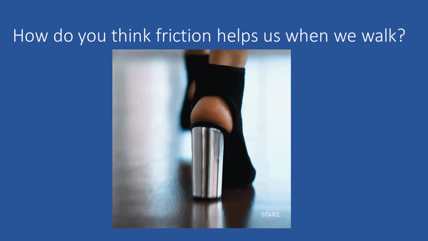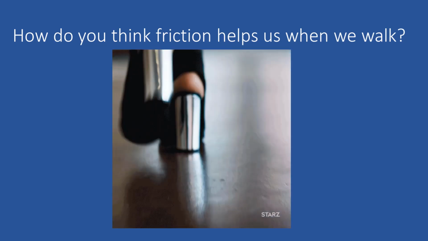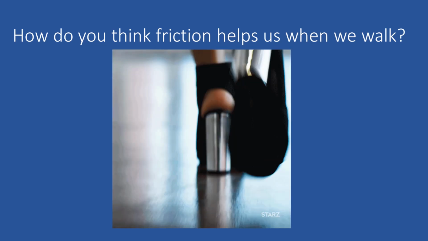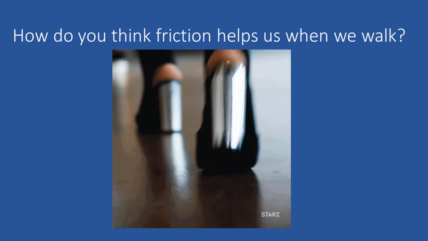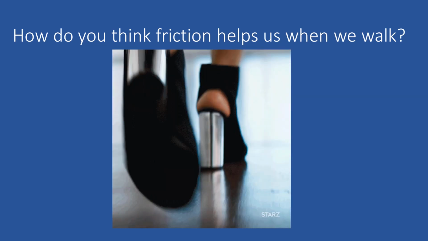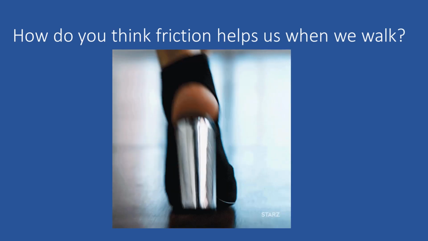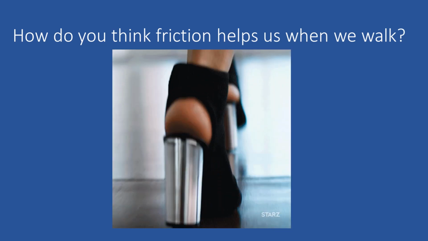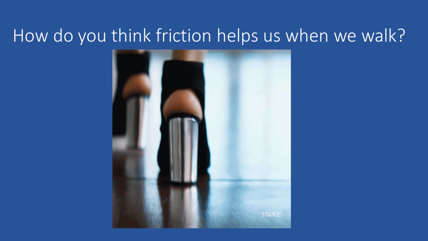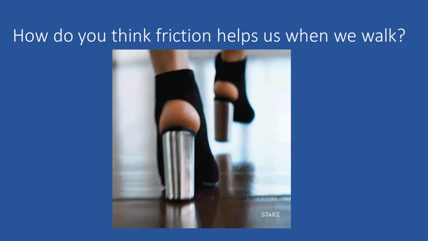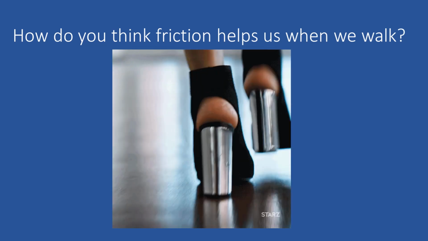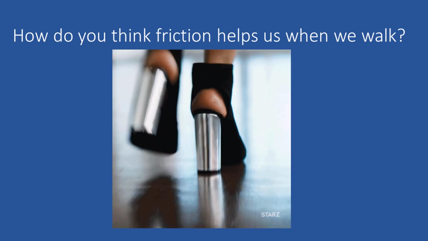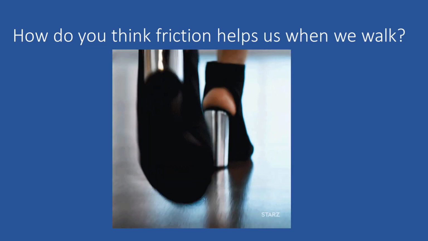So students of year 7, let's continue our lesson. The last question was, how do you think friction helps us when we walk? The answer is, it prevents us from sliding. You know, friction helps any object from sliding. So it helps us when we walk. It prevents us from sliding.